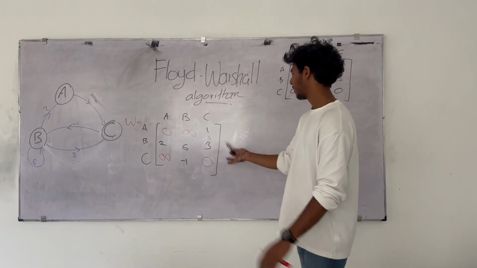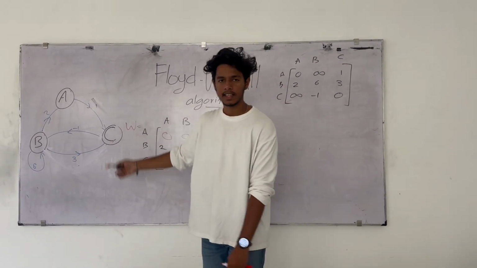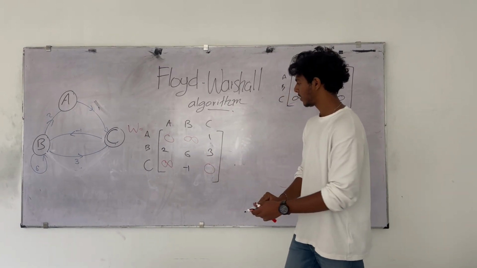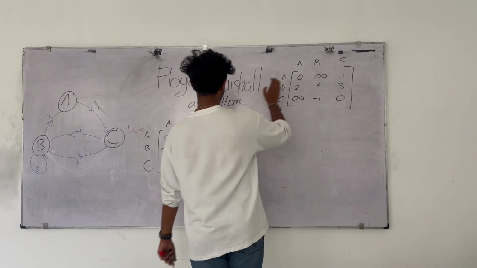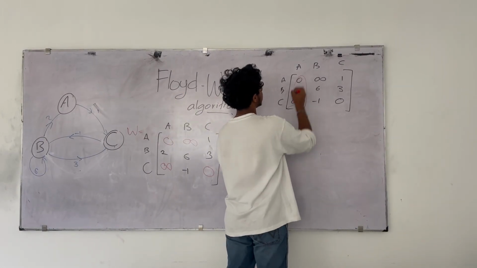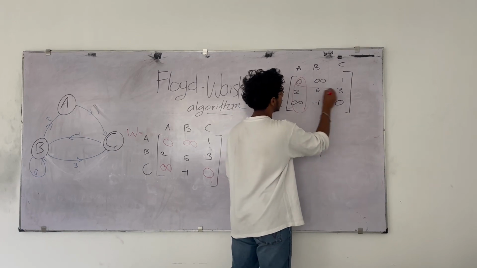Okay, now we have filled all the elements with the graph details in this initial matrix. Now let's relax this matrix. I've written the same matrix here. First step is we circle out the first column and the first row.